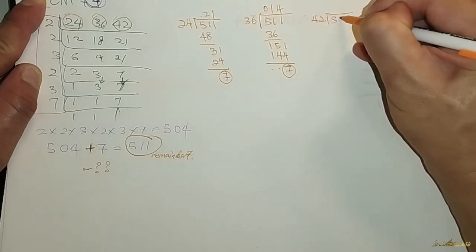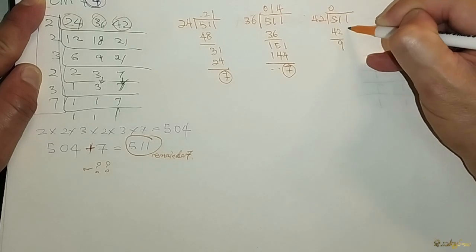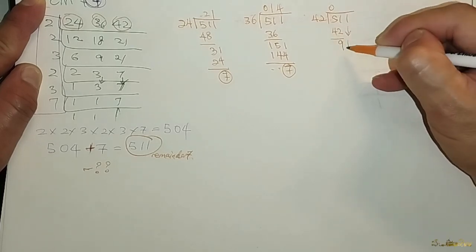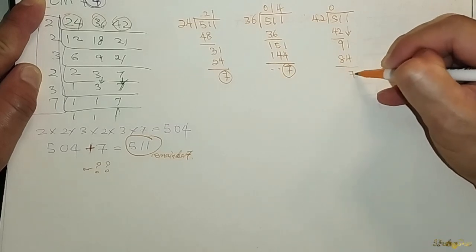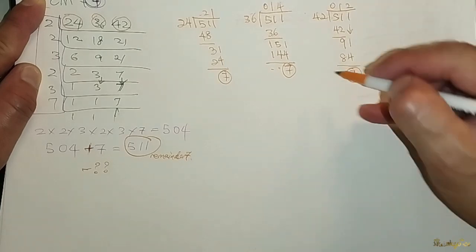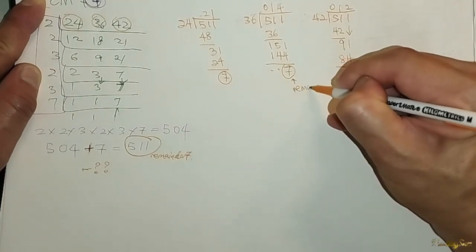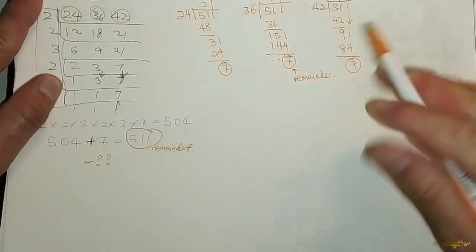42 into 511. 0. 42. 9. Bring this down. 1. 91. How many times? 2 times of 42, 84. 7. Can you see? It's all 7. The remainder, this is known as remainder. So why don't you do it for the subtraction? See what you get if it's subtraction.